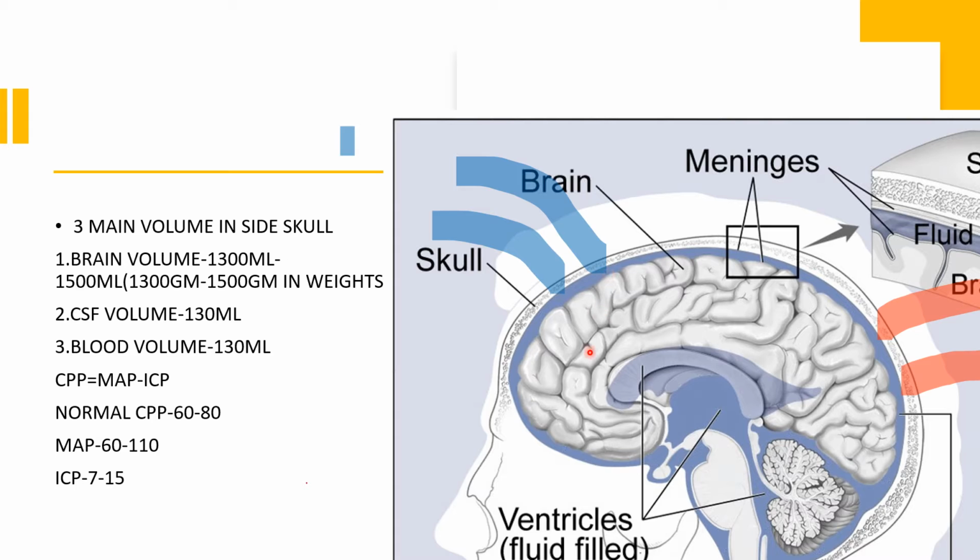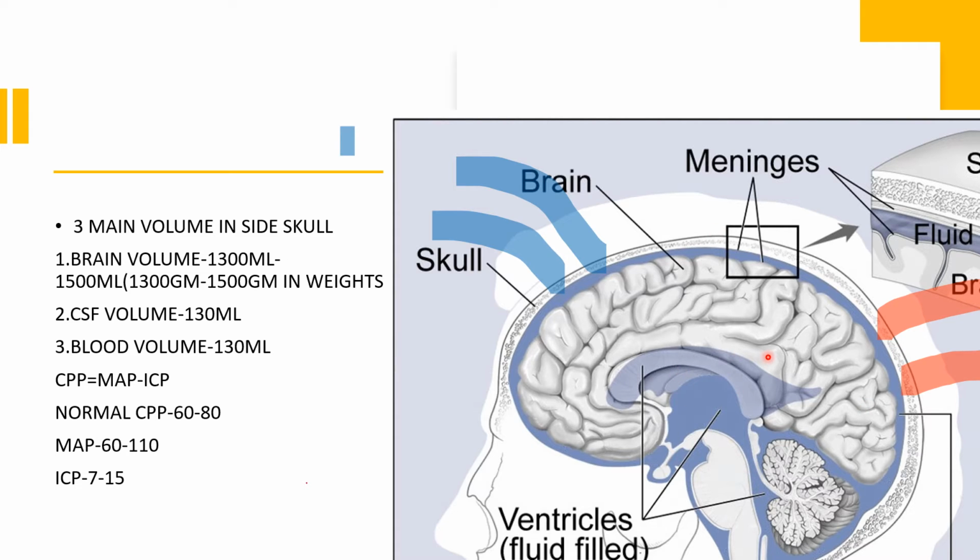If you are calculating the brain mass or brain weight, it will be approximately 1300 grams to 1500 grams. But if I am calculating in volume, it will be approximately 1300 ml to 1500 ml. Then the CSF volume is approximately 130 ml, and the blood volume will also be approximately 130 ml.